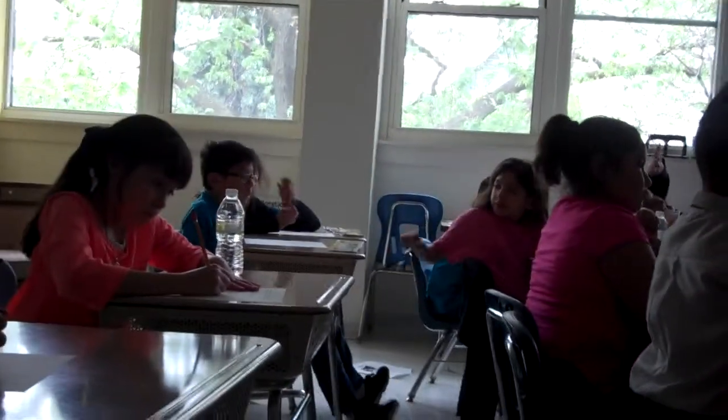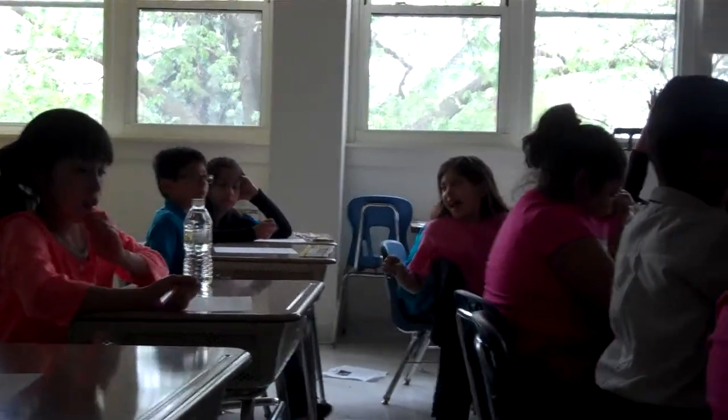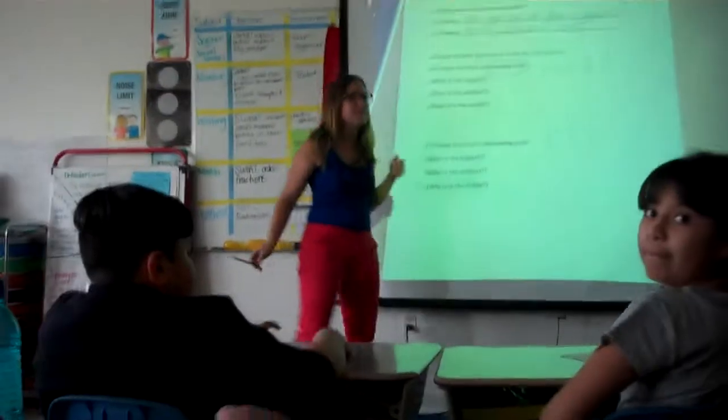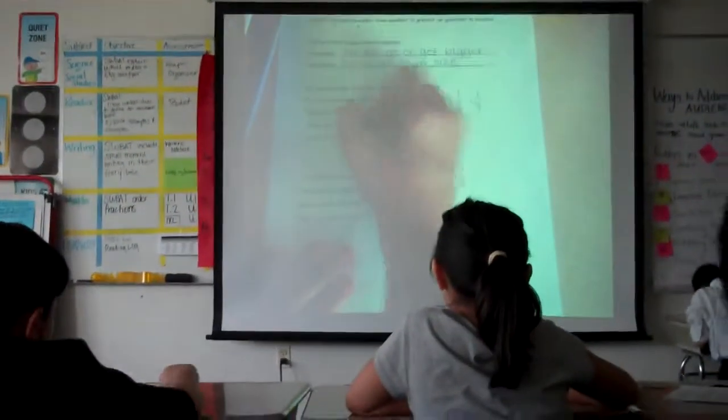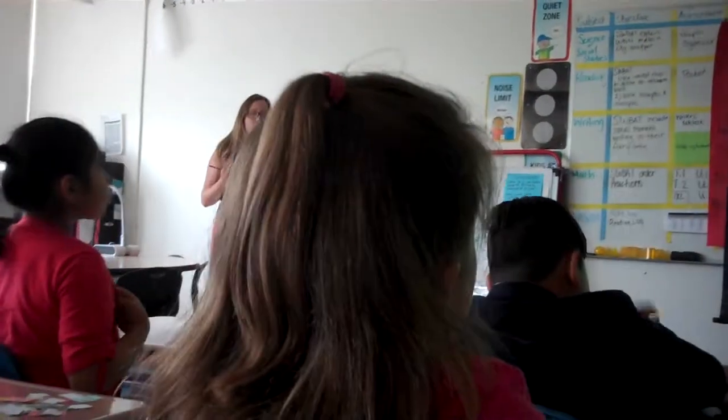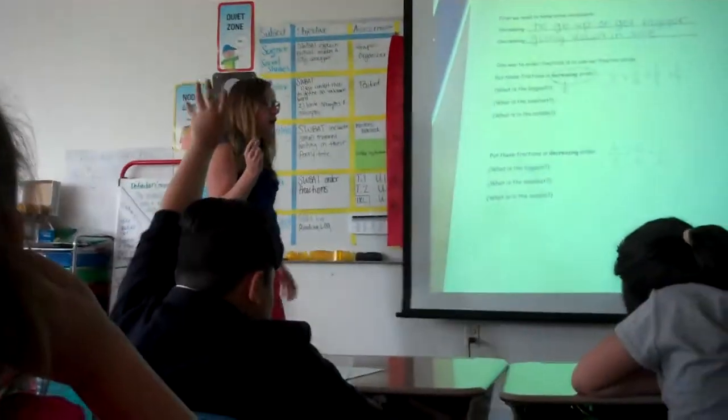Diego, what's the biggest fraction? 1/2. There you go. 1/2 is the biggest fraction. So let's put that down. Out of those four fractions, which one is the smallest fraction? 1/8. That has the smallest value.